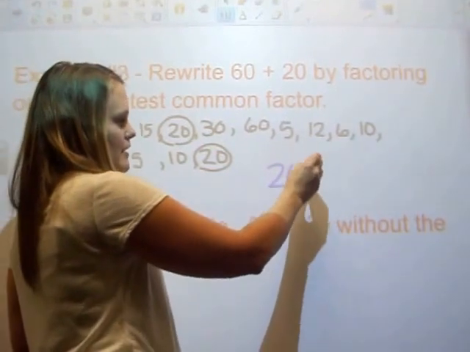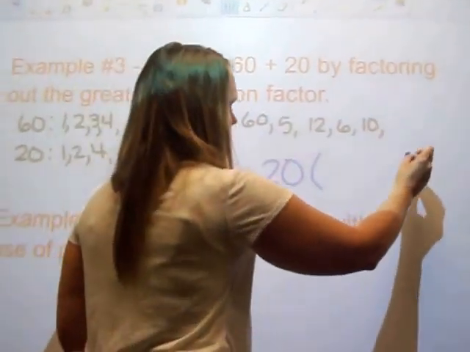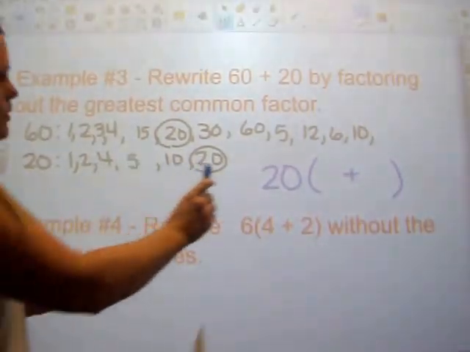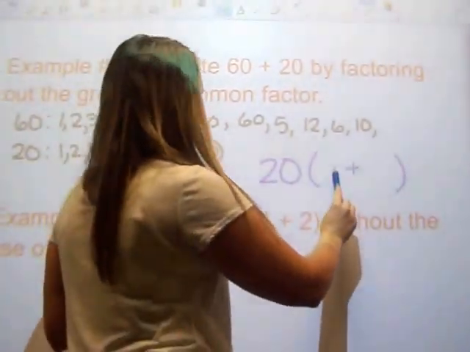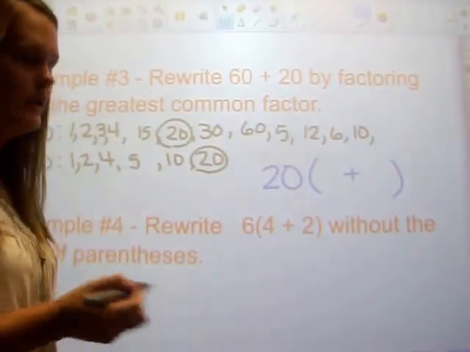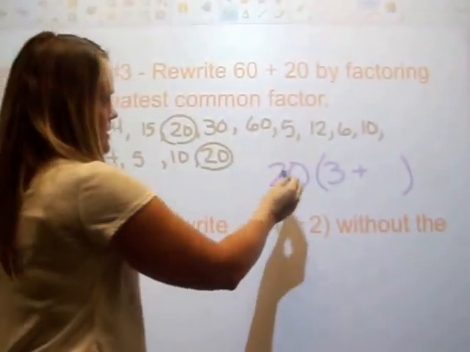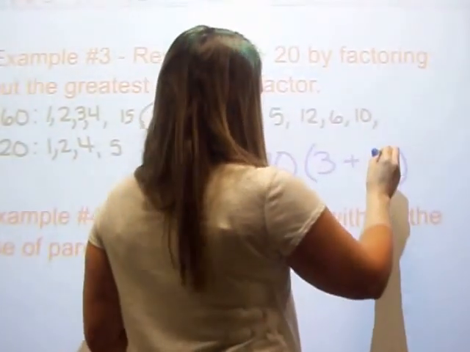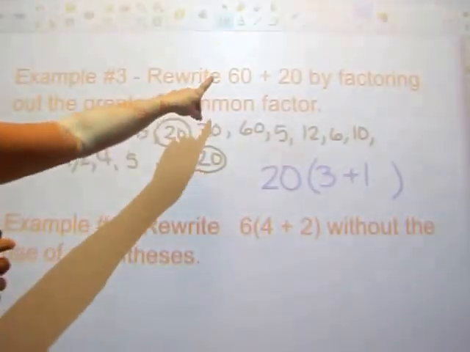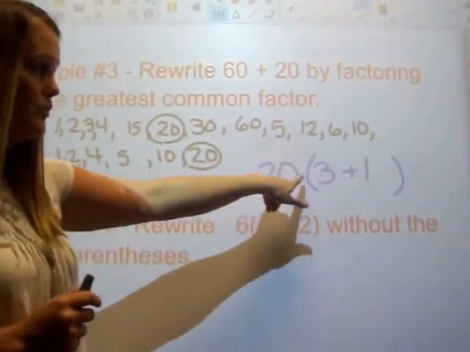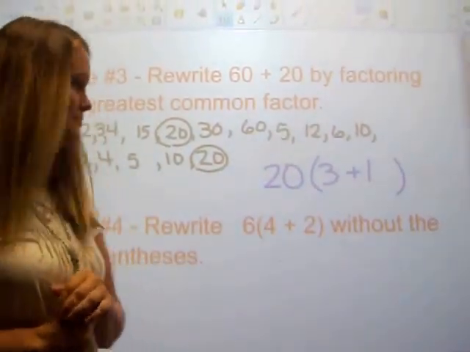I'm going to write that on the outside of the parentheses. And I'm going to ask myself, what can I multiply 20 by to get 60? And 20 times 3 is 60, and 20 times 1 is 20. So that means 60 plus 20 is equal to 20 groups of 3 plus 1.